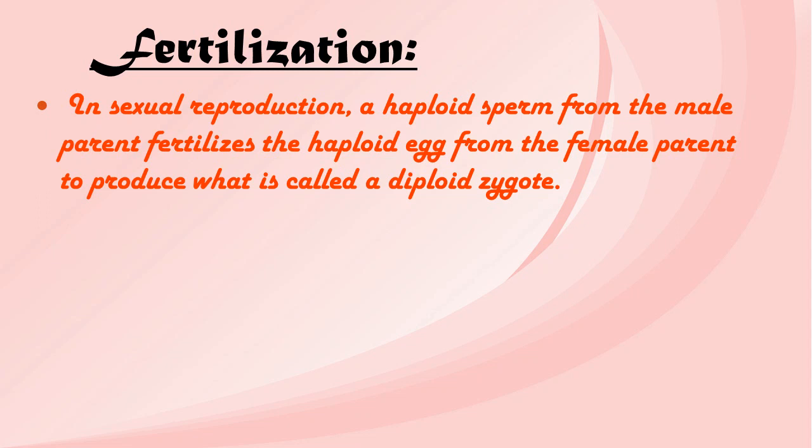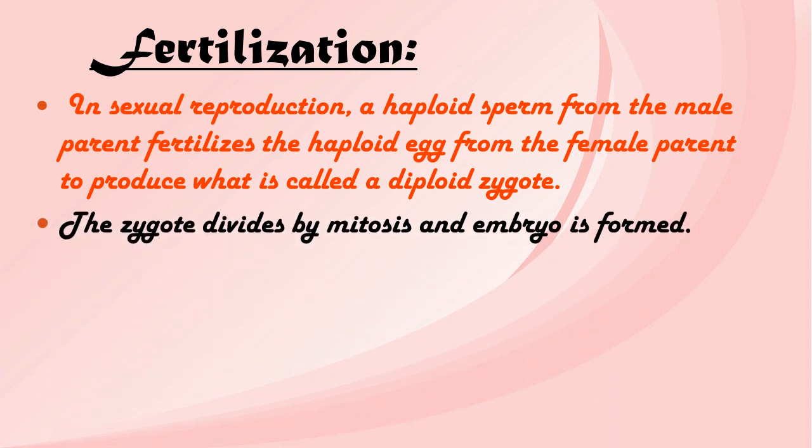So this is the fertilization process in which a diploid zygote is formed by the union of haploid male and female gametes, and the zygote then divides by mitosis and an embryo is formed. Now student, remember one thing: the gametes, that is sperm and egg cell, form by the process of meiosis, reductional cell division. But the zygote will divide by mitosis and an embryo is formed.